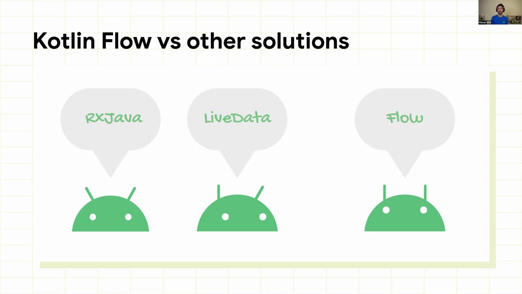The main difference here is that Flow is built on top of the coroutines foundation that we've seen before, with all its benefits. Some of those benefits might be available in RxJava, but others are not. So make sure that Flow is a great solution in this case. But then how is that different from LiveData?